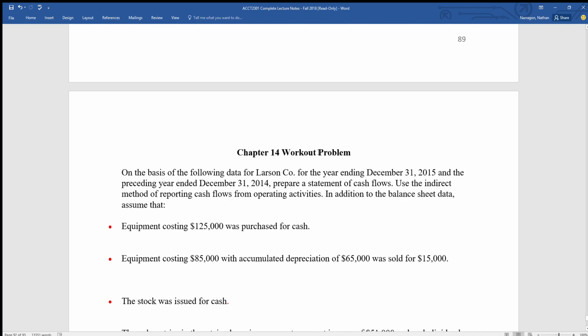So, again, this shows chapter 14. It's actually chapter 12.